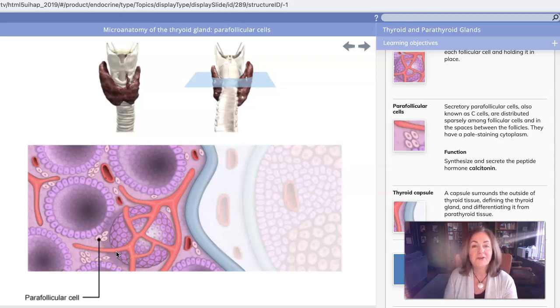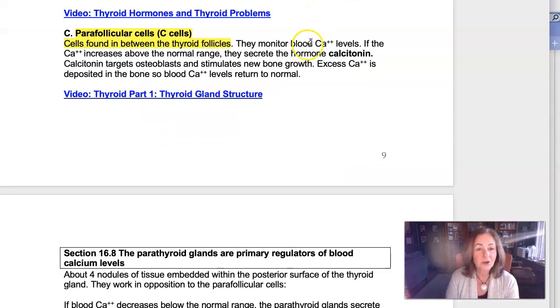And if the blood calcium level is too high, the parafollicular cells release a hormone called calcitonin. So taking a look at the notes, this is what I'm saying, that they monitor blood calcium levels, that if the calcium increases above the normal range, they secrete a hormone called calcitonin. Of course, the effect of calcitonin is going to decrease our blood calcium levels.